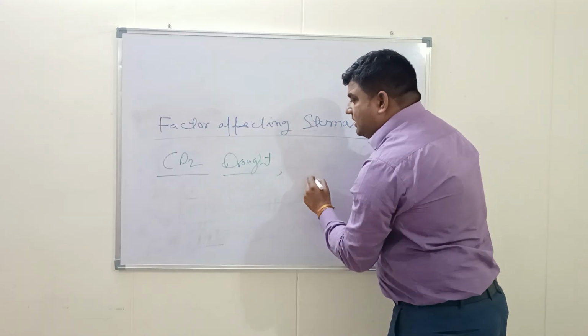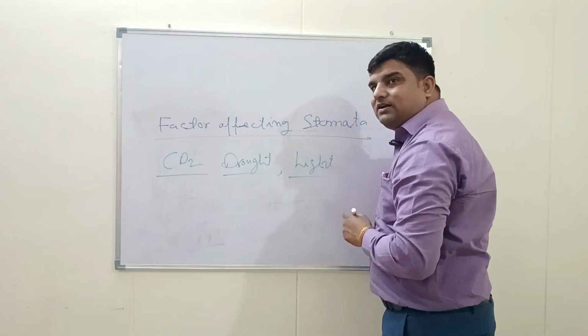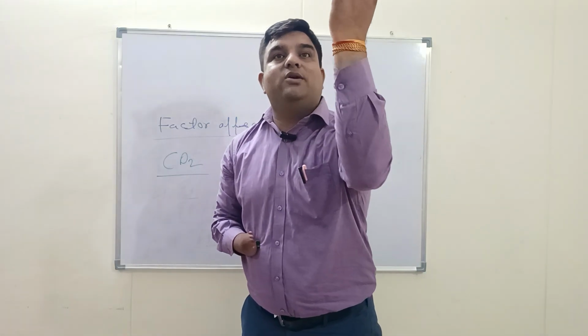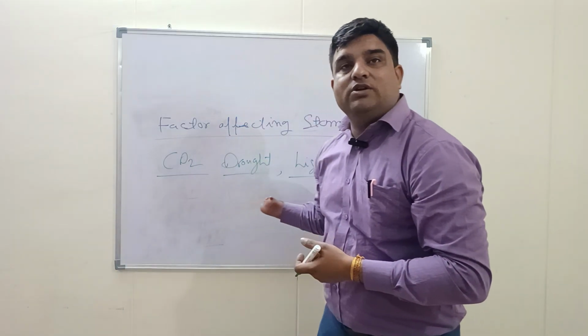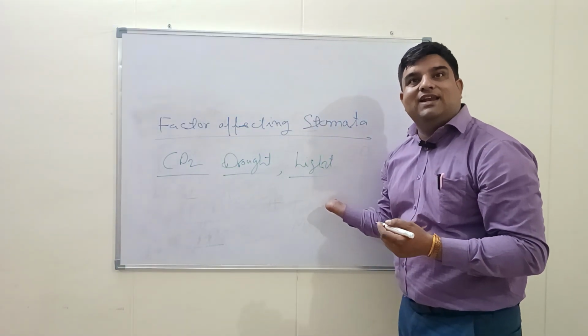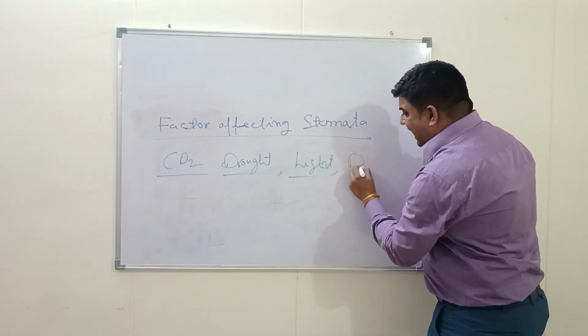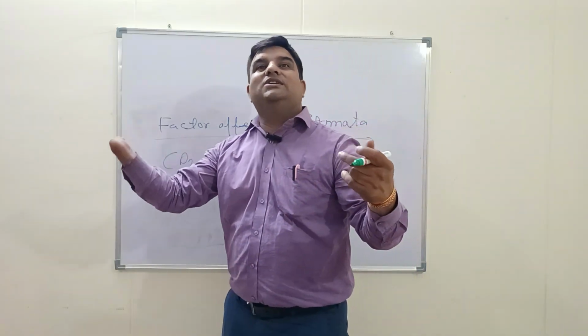Then light. What is the effect of light? Light is responsible for the opening of stomata, especially blue light, and it also increases the number of stomata on the leaf surface. Then dark: dark is responsible for the closing of stomata.